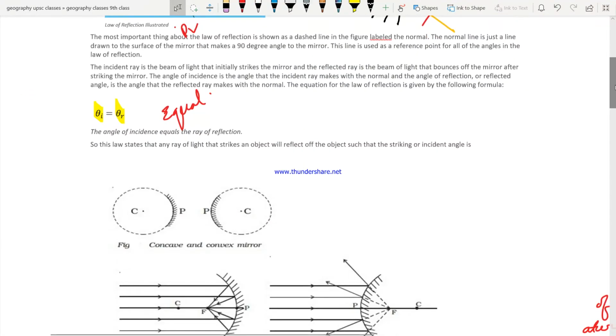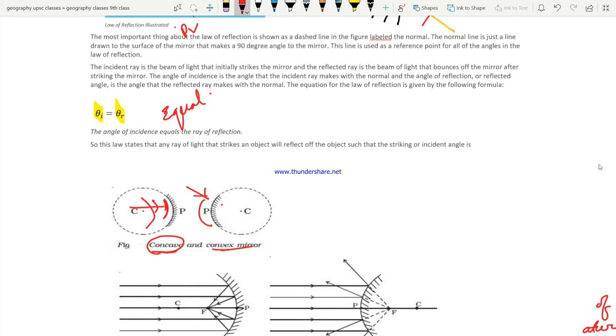The second question is how the reflecting curved surface mirrors are made. Here there are two mirrors, concave mirror and convex mirror. If I make light incident like this, I can see a cave-like structure, so it is called a concave mirror. But here I should make light incident like this. This is the opaque side, so it is a convex mirror. What is a convex mirror? It is bulged out. What is a concave mirror? It is bulged inside.